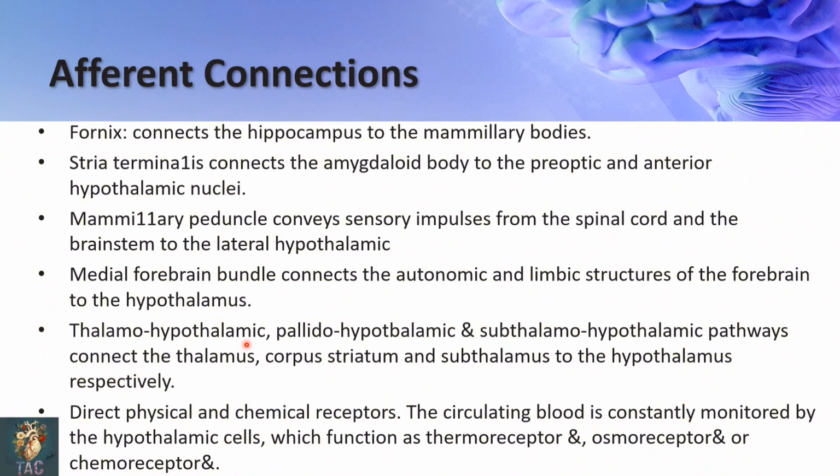The thalamo-hypothalamic, pallido-hypothalamic, and subthalamo-hypothalamic pathways connect the thalamus, the corpus striatum, and the subthalamus to the hypothalamus respectively. And the direct physical and chemical receptors: the circulating blood is constantly monitored by the hypothalamic cells, which function as chemoreceptors, osmoreceptors, and thermoreceptors. So these are the different afferent connections which are related to the hypothalamus.